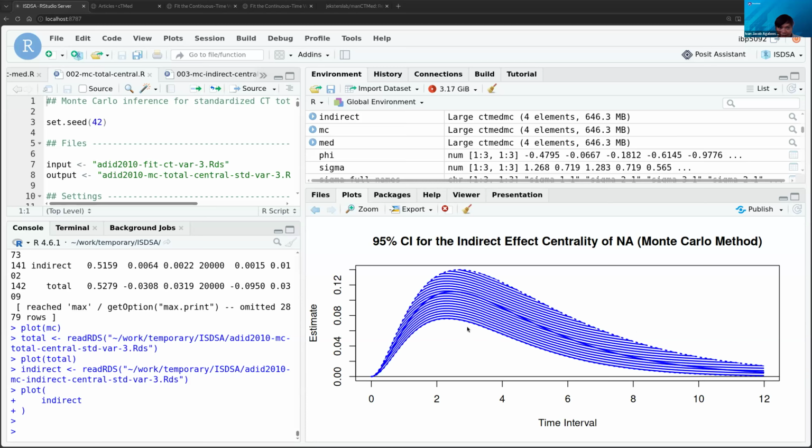Okay. It becomes a little more interesting if you have more variables in the system. If I take a look at this particular example, this particular variable is a very good indirect effect centrality measure. This is a variable that's a very good conduit between the associations of the variables.